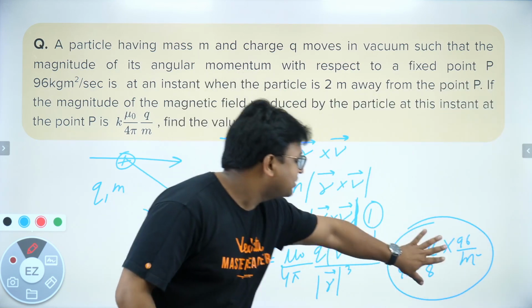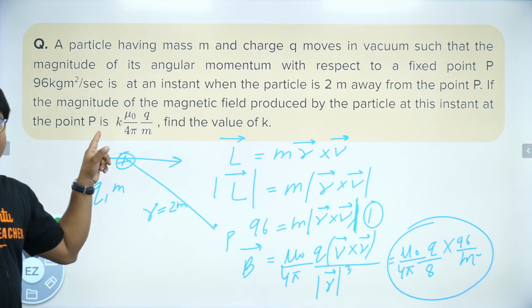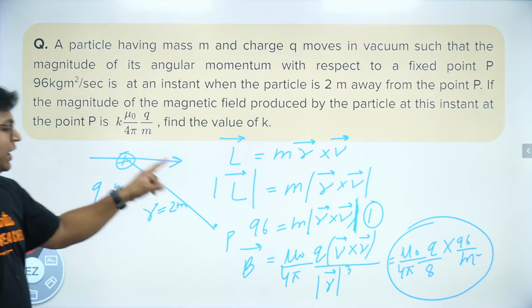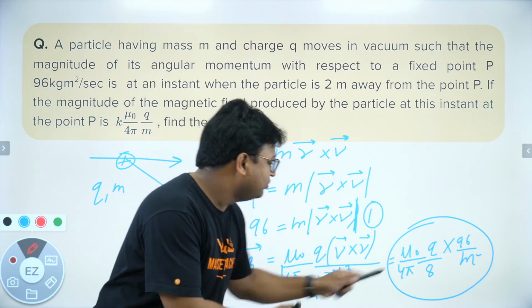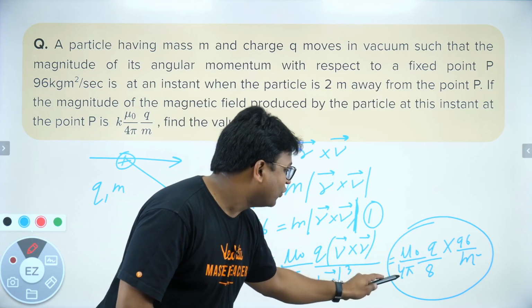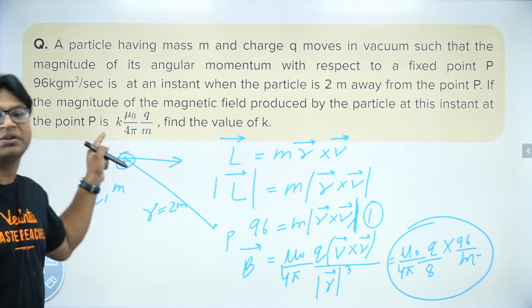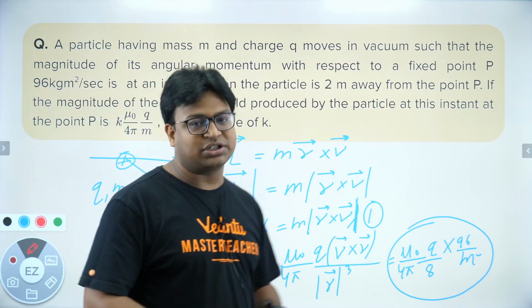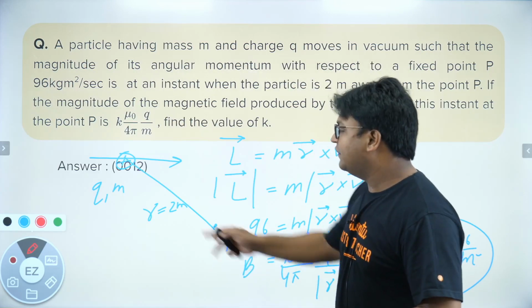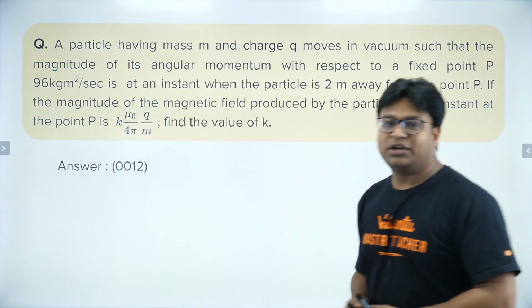So if I compare this expression with the one given here, it's written mu naught by 4 pi q by m. I can see a mu naught here. So mu naught by 4 pi q by m. So 96 by 8 should become the value of k. 96 by 8 is how much? It's 12. So 12 is the correct answer here.